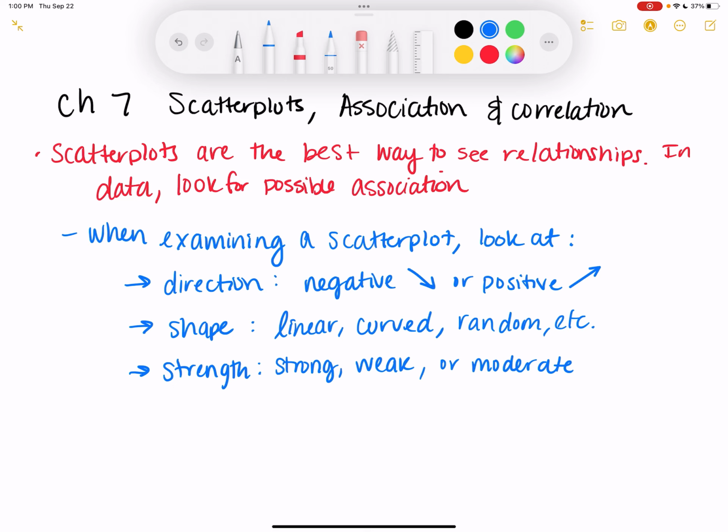Chapter 7, Scatterplots, Association and Correlation.